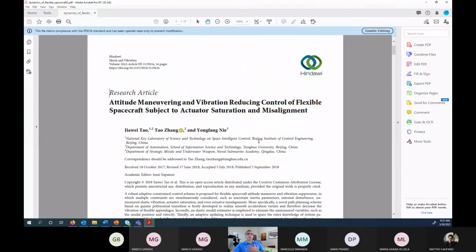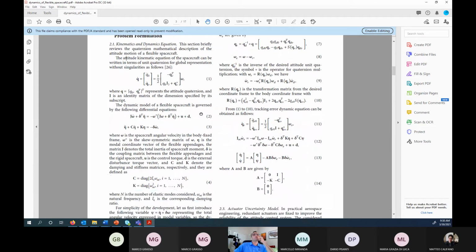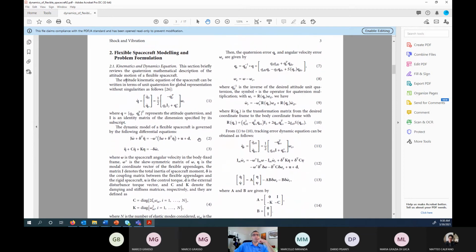Okay. So yeah, this is one paper that we're trying to reproduce for research. Camilo, who will speak tomorrow, is actually working on this as well. But so attitude maneuver and vibration reducing control of flexible spacecraft that has actuator saturation and misalignment. So what I wanted to point at is how you may find the equations of spacecraft attitude motion modified when you have flexible components. This is the quaternion kinematics, and that's nothing new.